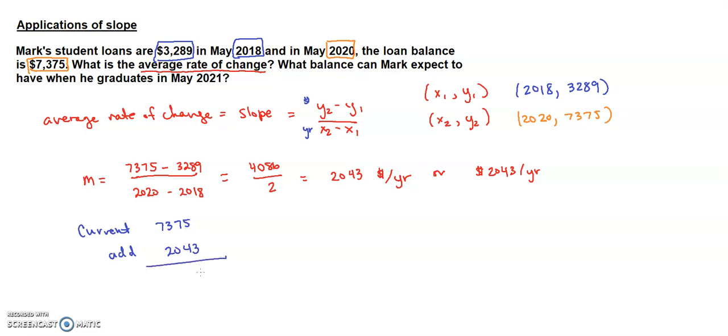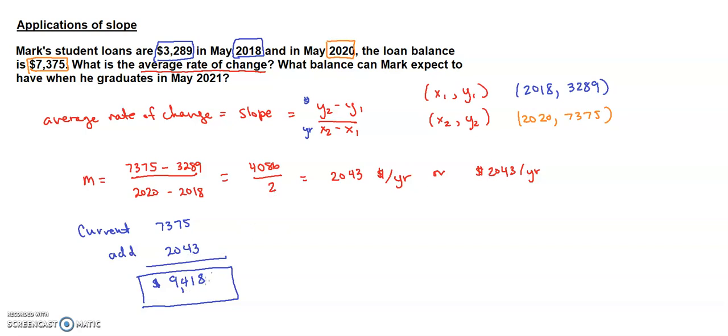Okay, and that's going to give him 9,418. We expect him to graduate with a debt of $9,418. Okay, check and make sure that that makes sense for the problem. We went from 3,000 to 7,000 to 9,000. That seems pretty reasonable. Okay, so that's what average rate of change means. You're going to identify these values. You're going to figure out how much it changed per year, per unit, whatever the increment that you're given. And then you can use that to predict a future value.